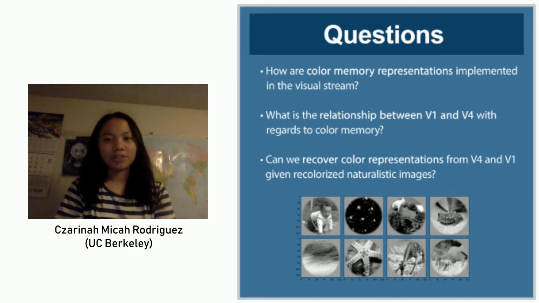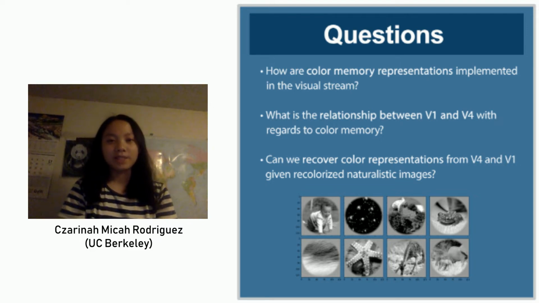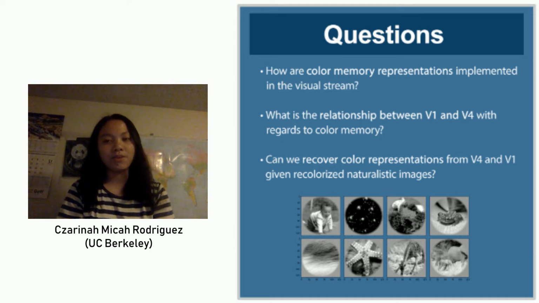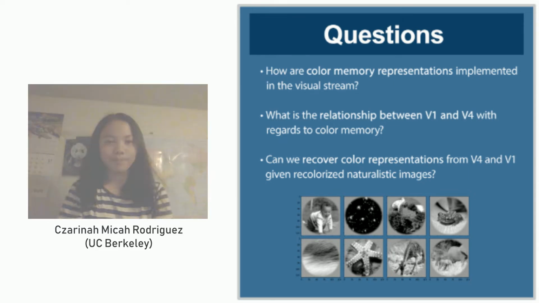Our broad questions were about how and where color memory is represented in the brain and what the relationships between different visual regions can tell us about information feedback. Specifically, we decided to test whether we could decode color content from V1 and V4 activation in response to grayscale images. In this presentation, our team will discuss our recolorization and classification processes, as well as future directions for similar projects.